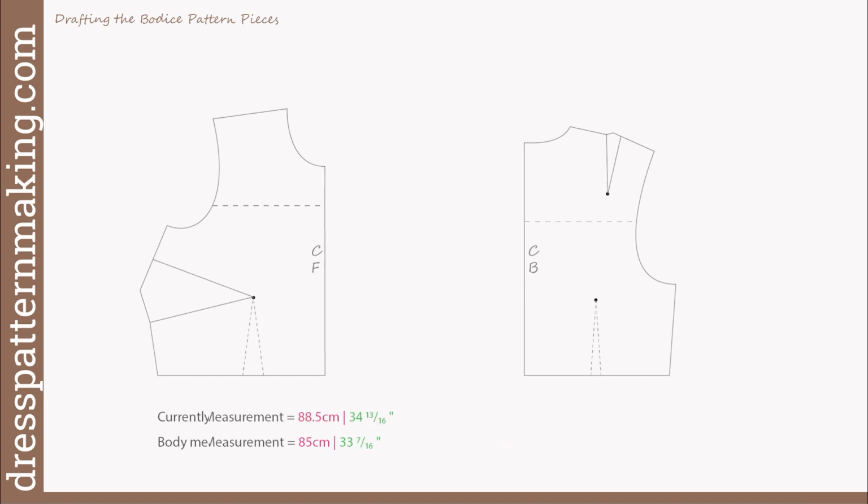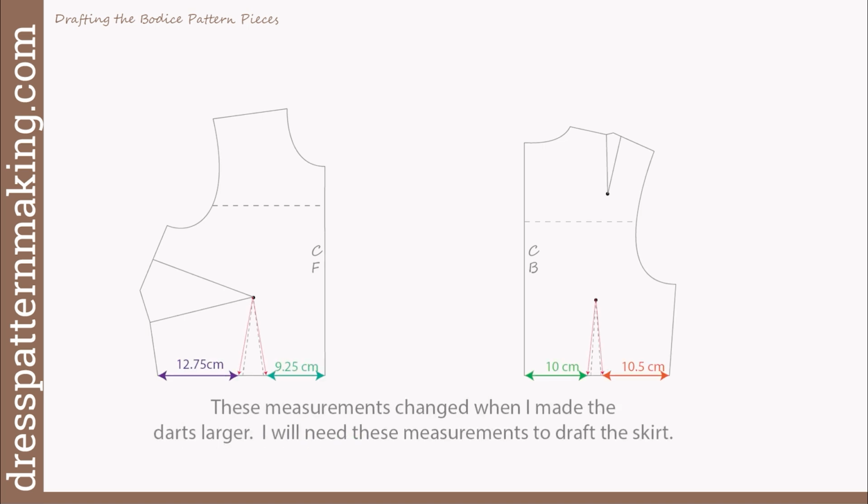I want 2 inches ease because I don't like very tight clothing. So to summarise, currently the measurement is 88.5 centimetres or 34 13/16 of an inch. The desired measurement is 85 centimetres or 33 7/16 of an inch. The difference between the two measurements is 3.5 centimetres or 1 5/8 of an inch. Now I'll have to divide that by 2 for the half block, and whatever that is, 1.75 centimetres, which is however many inches, I'm going to have to increase the darts to make it smaller at the empire line.